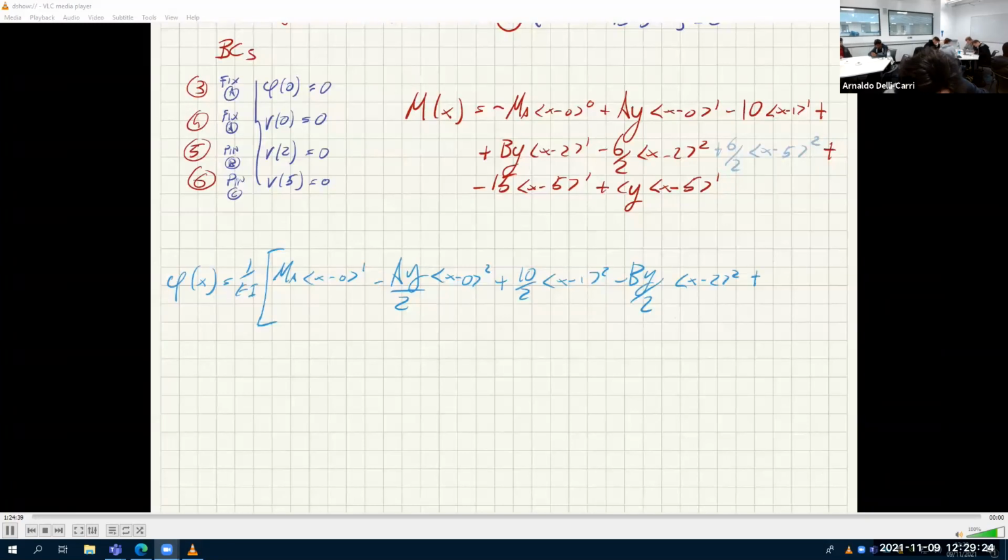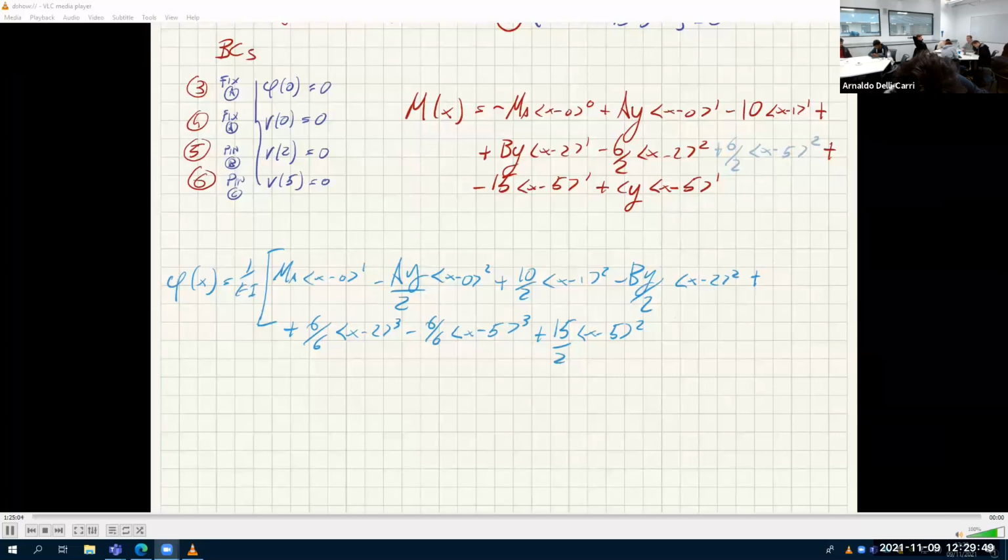So this is plus 6 divided by 6 x minus 2 to the power of 3, negative 6 divided by 6 x minus 5 to the power of 3, plus 15 x minus 5 to the power of 2 divided by 2, minus CY x minus 5 to the power of 2 divided by 2 plus C1. This one is the slope expression.